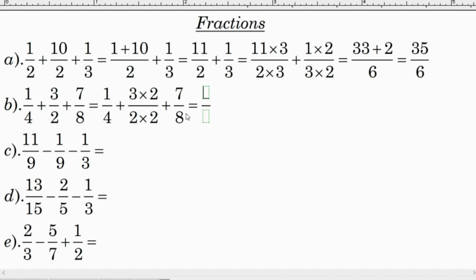Then, as we can see, for the first two fractions we have the same denominator, which is equal to 4, right? 2 times 2 equals 4. So we put the same denominator, then we add the numerators together. 3 multiplied by 2 equals 6. Then plus 7/8. So 1 plus 6 equals 7, divided by 4, and then plus 7/8.